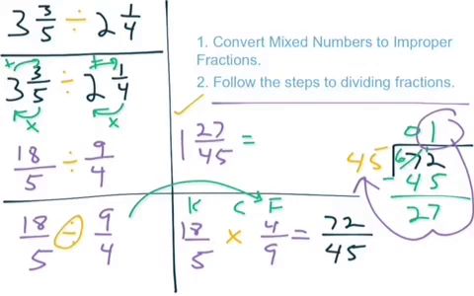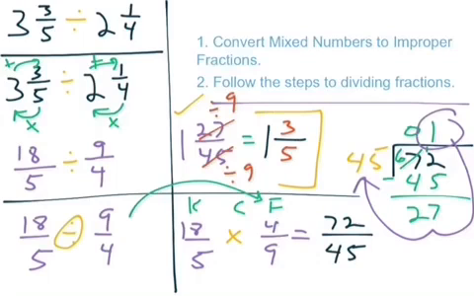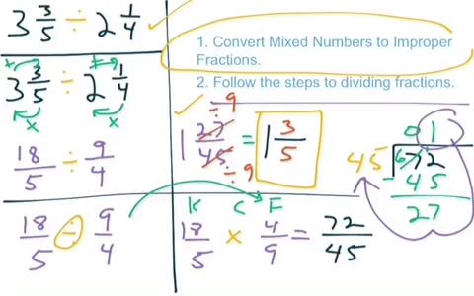dividing by 9, I'll write it real quick to the side over here. I'll keep my whole number 1, but 9 goes into 27 3 times. And 9 goes into 45 5 times. So this would simplify down. 3/5 is simplified. So I should have a final answer of 1 and 3/5. So we started here, 3 and 3/5 divided by 2 and 1/4, and would go all the way down to 1 and 3/5. Make sure you convert to improper fractions first, then follow the steps to dividing fractions.